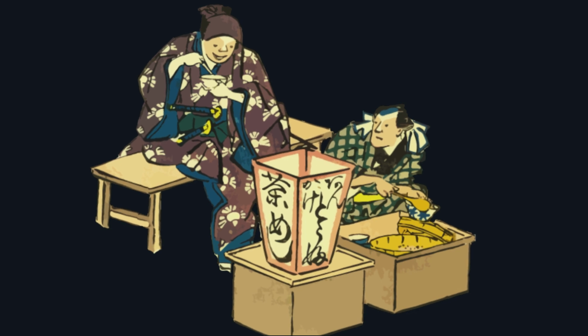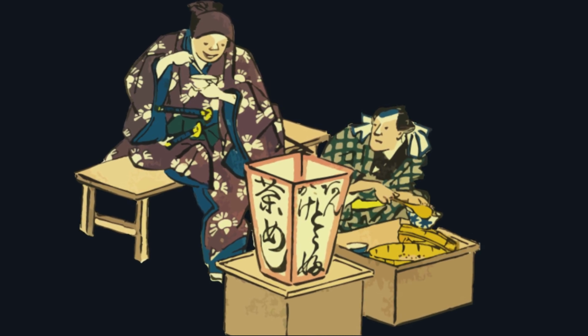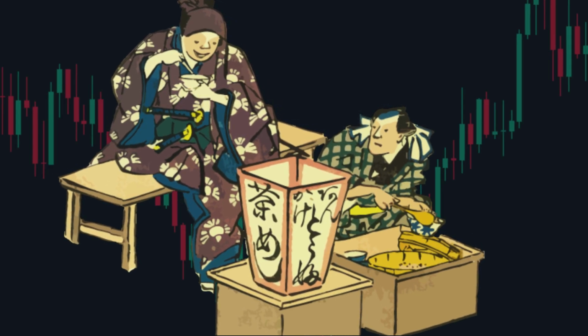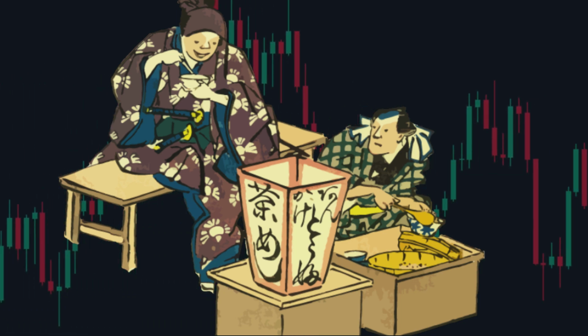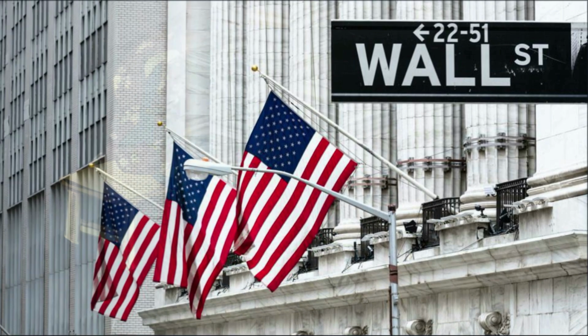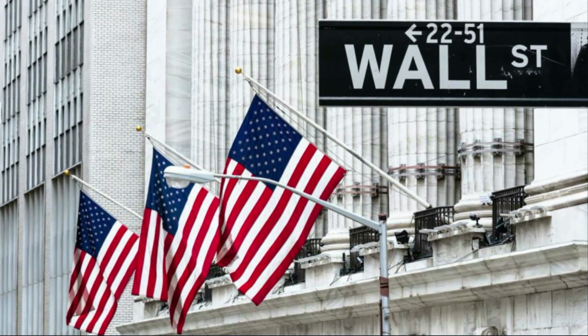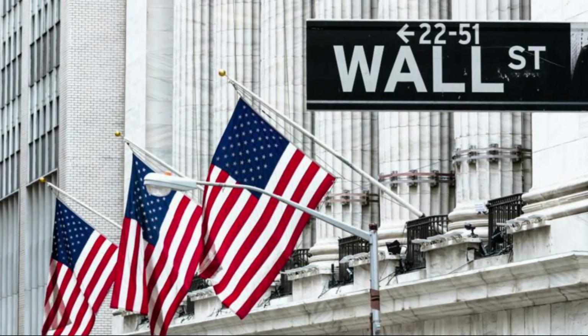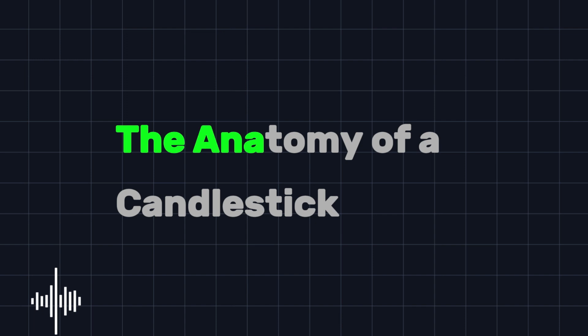This charting method was developed centuries ago by Japanese rice merchants and traders to monitor market prices and daily momentum. Over time, it gained widespread popularity and eventually became a staple in U.S. markets.